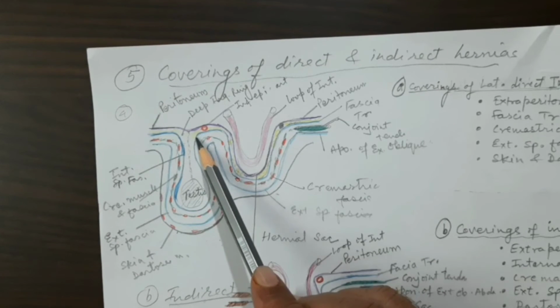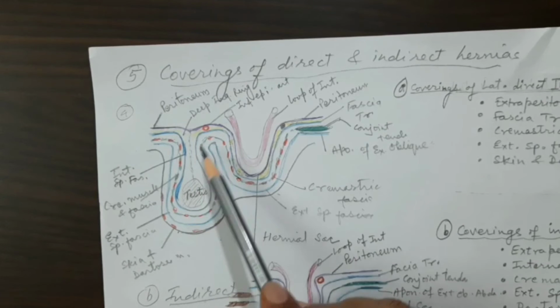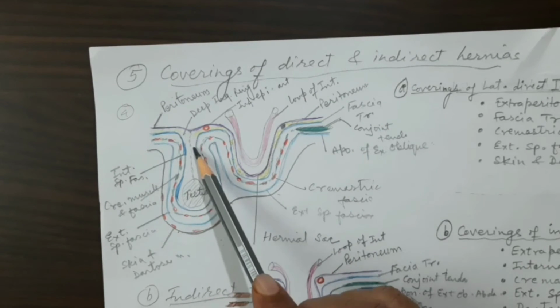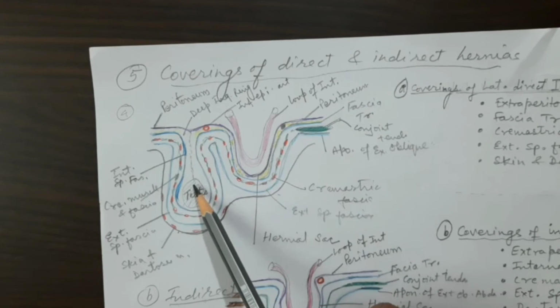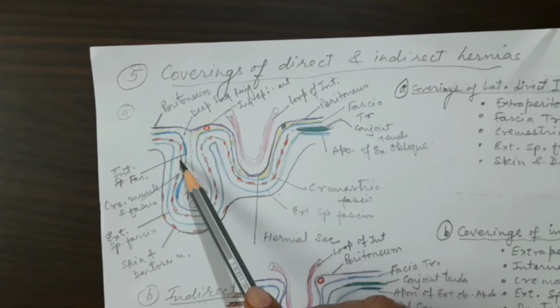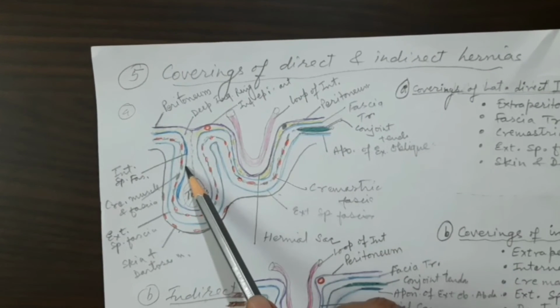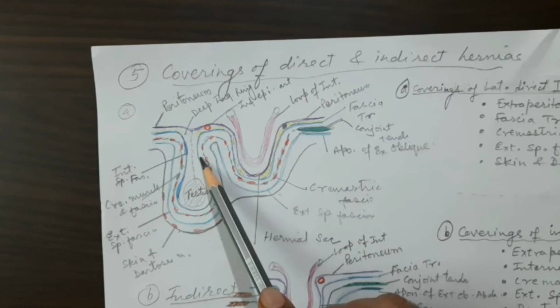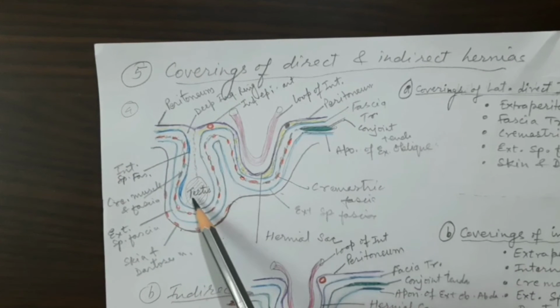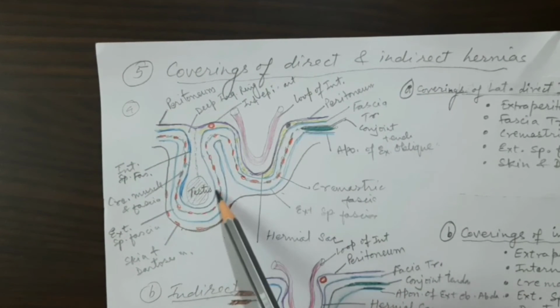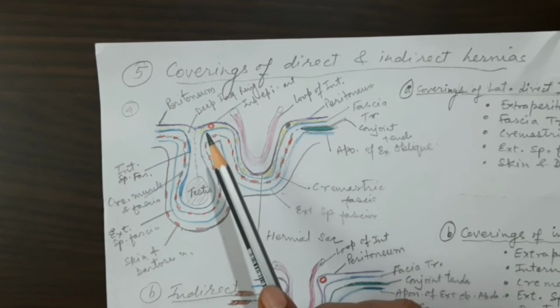And then from the margin of the deep inguinal ring, the fascia transversalis sends the fascia in the form of a sleeve around the spermatic cord and the testes, and this is called the internal spermatic fascia, which we have already learned in the inguinal canal and spermatic cord, the covering of the spermatic cord. So the deepest fascial covering of the testis and spermatic cord is the internal spermatic fascia.